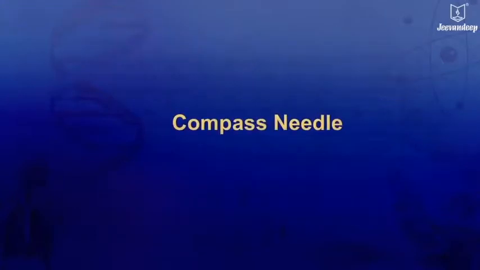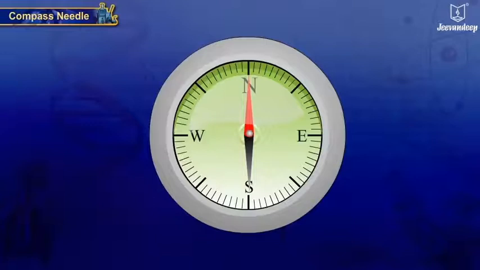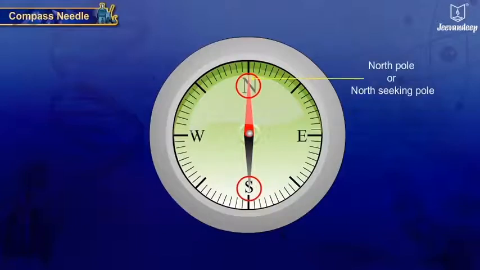Compass needle. Compass needle is a small bar magnet, the two ends of which point towards north and south respectively. The end pointing towards the north is called the north-seeking pole or north pole, and the end pointing towards the south is called the south pole or south-seeking pole.